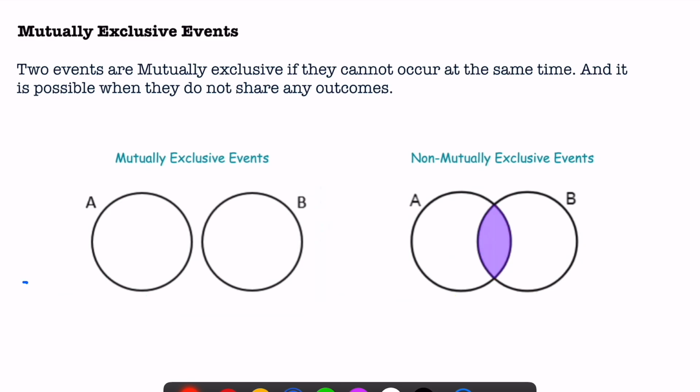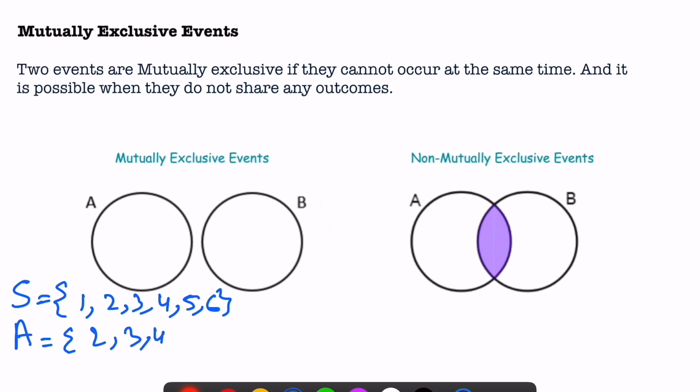Let's see one more example with the same sample space: 1, 2, 3, 4, 5, 6. Event A is, let's say, 2, 3, 4, 5. Event B is 1 and 6. So they don't have any outcomes in common. So they are mutually exclusive.